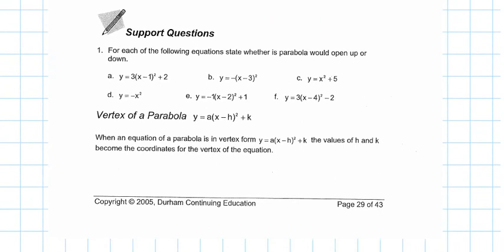Now, as I said, this is called the vertex form. And from the vertex form, I can find what the vertex is. The vertex is actually represented by the values of H and K. Okay? So you see that H and K here, they represent your vertex. Okay? So let's look at this.